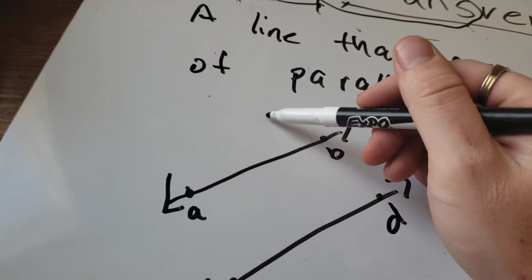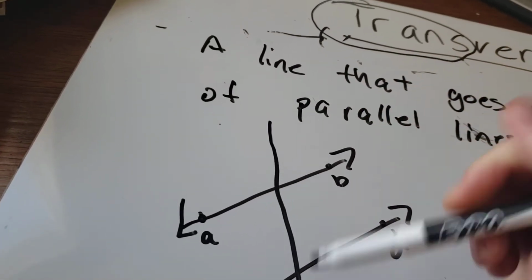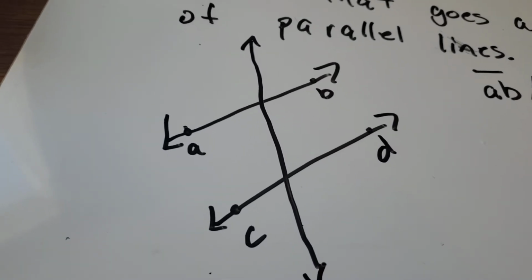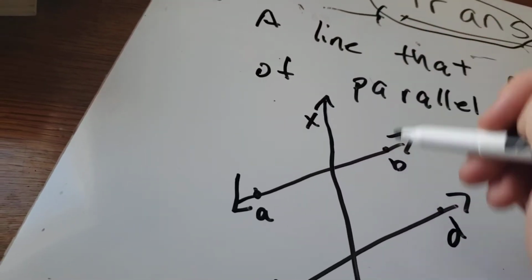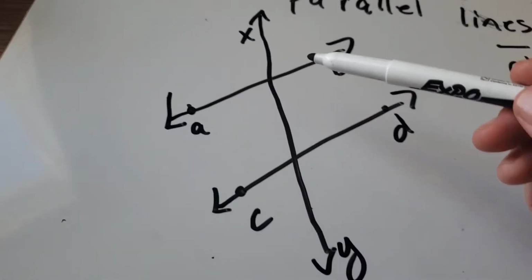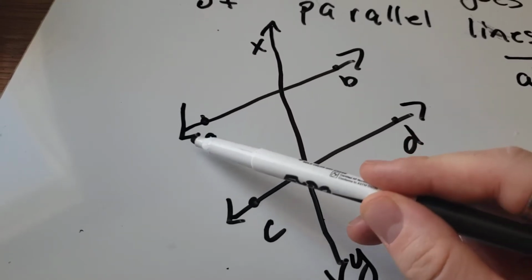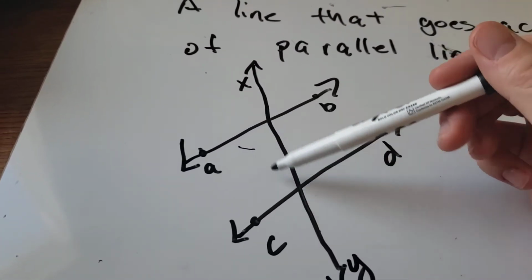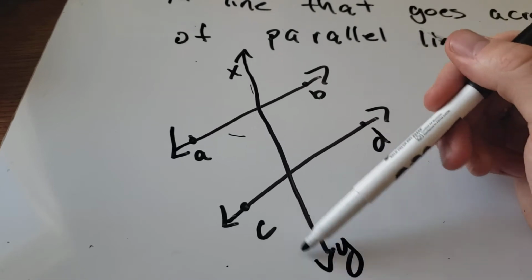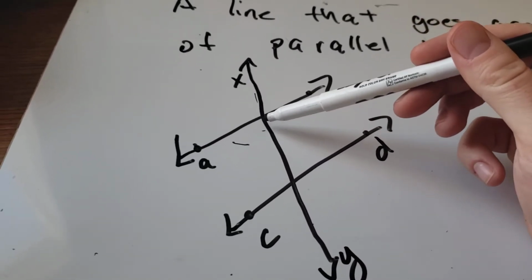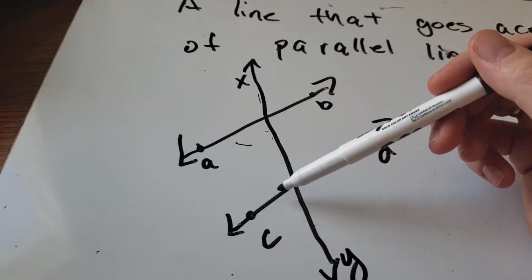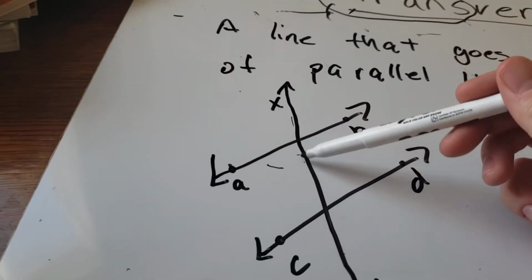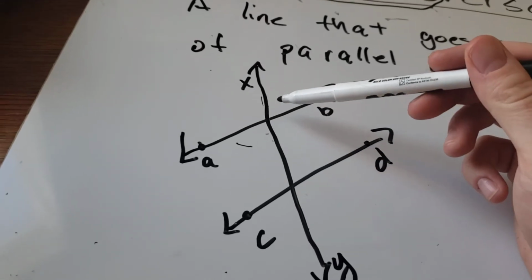What I'm going to do next is draw a line that transverses line AB and line CD. So that is a transversal. Let's call this XY. So transversal XY transverses lines AB and CD. What's important about transversals is that if two lines are parallel, this transversal XY intersects line AB at the same exact angle that it intersects line CD. So the way it intersects these two lines is congruent.